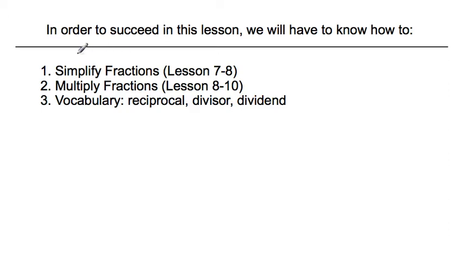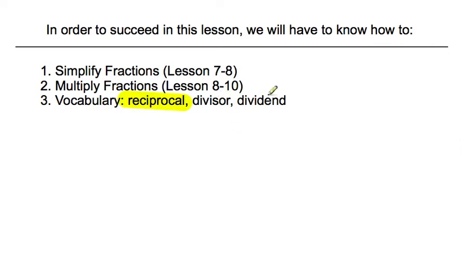In order to succeed here, we're going to have to, number one, simplify fractions. That becomes a big thing in all of our lessons in Chapter 8. But anytime you have fractions, you have to write it in its simplest form. Number two, you have to be able to multiply fractions because, again, we're not dividing today. We're going to be multiplying or setting it up to where we can multiply. And then the key vocabulary here is reciprocal.